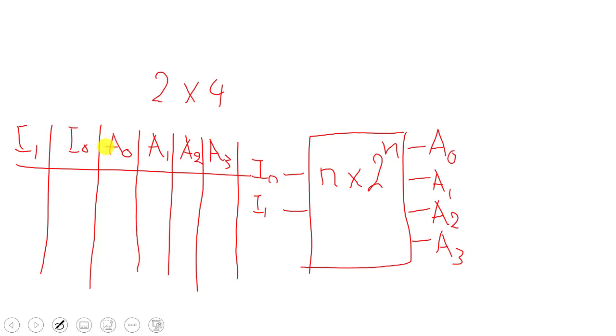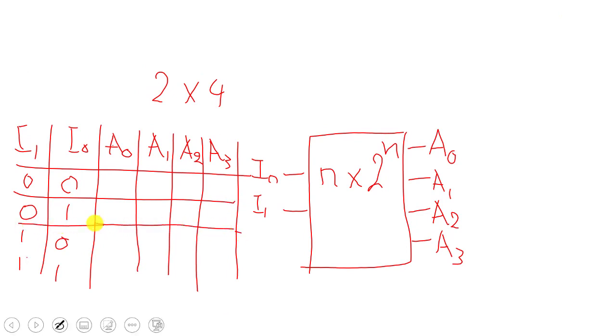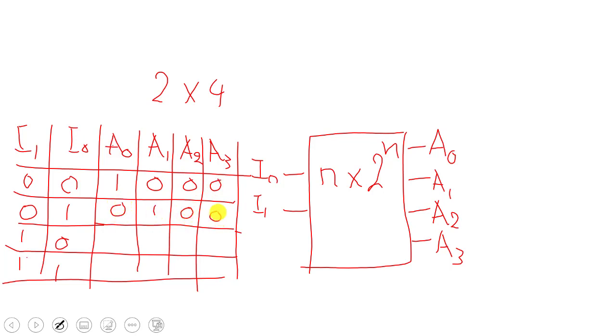Okay, so we have the inputs 0, 0, 1, 0, 1, 0, 1, 1. I should do it like this from right to left. Okay, so 0, 0 will give us 1, 0, 0, 0. 0, 1 will give us 0, 1, 0, 0. 1, 0 will give us 0, 0, 1, 0. 1, 1 will give us 0, 0, 0, 1.